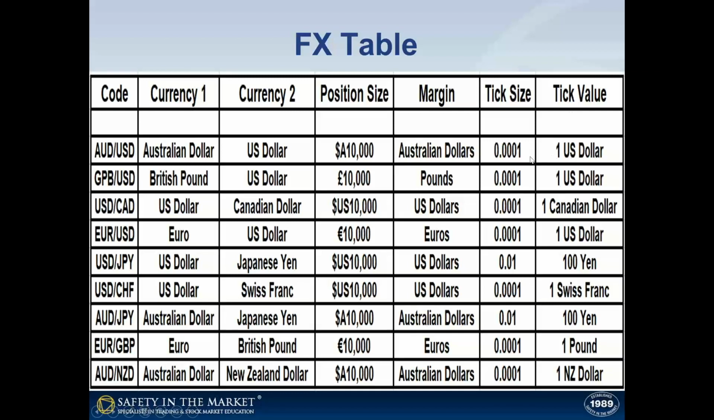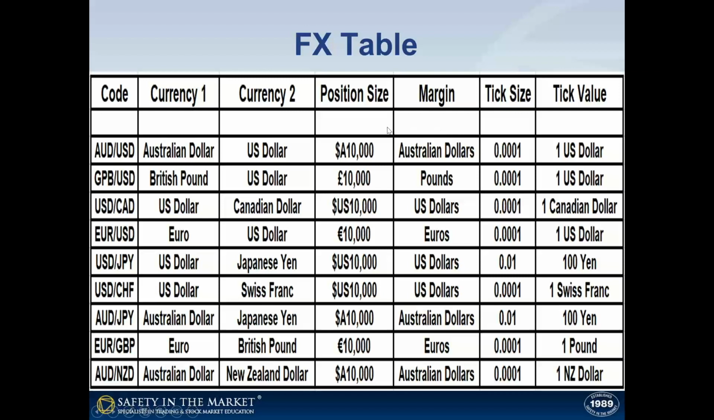Finally, the tick value. If you're trading a $10,000 position, then for the Australian dollar, US dollar, each tick or movement of 0.0001 is going to be 1 US dollar. If you're looking at 5 decimal places, well, every 1 tick that 5th decimal place moves is going to be worth 10 US cents.